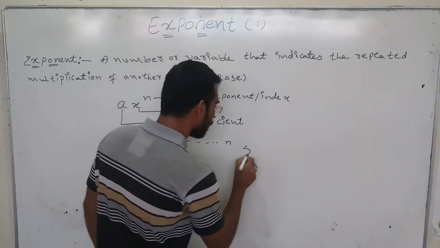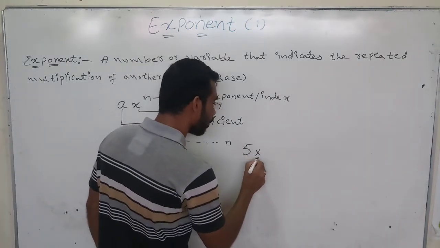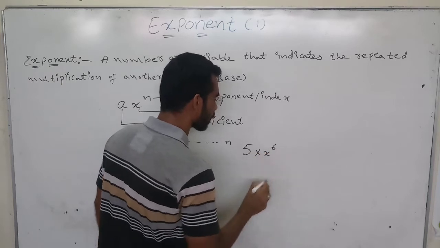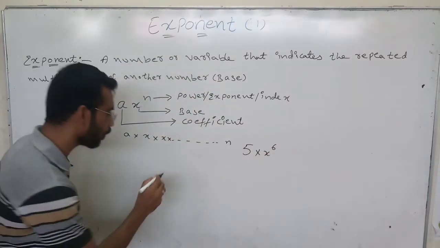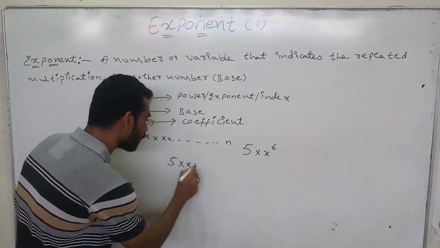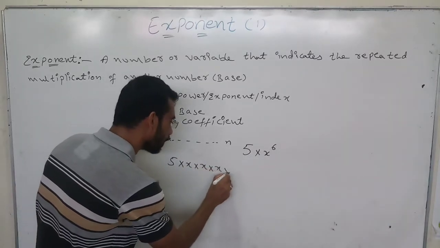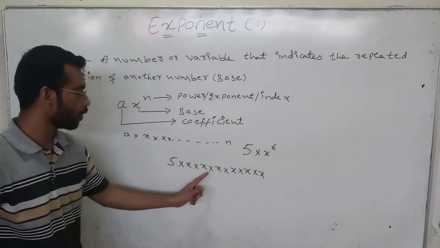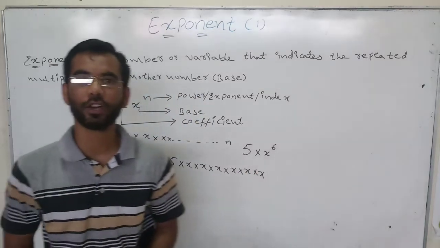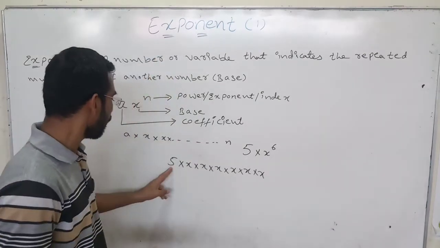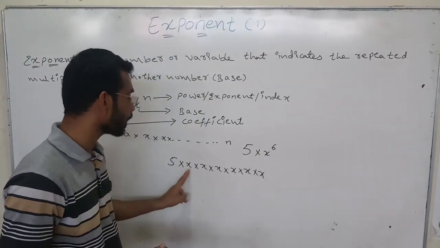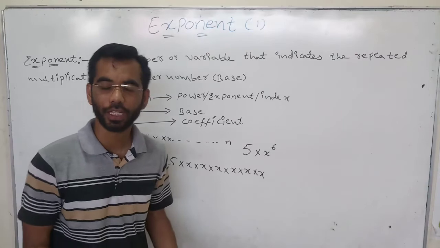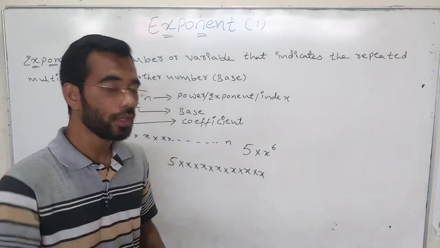Example, if it is given 5 into x power of 6, how will you write it? 5 into x into x into x into x into x into x. 1, 2, 3, 4, 5, 6. X should be written how many times? 6 times. That is, 5 is getting multiplied with x power of 6.